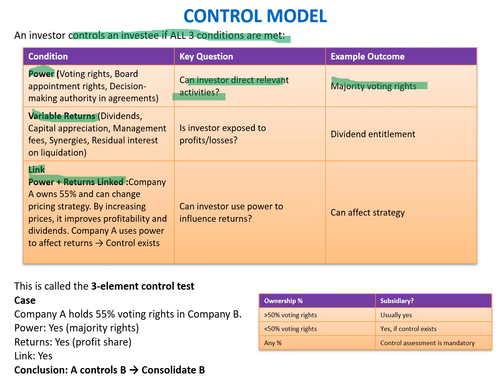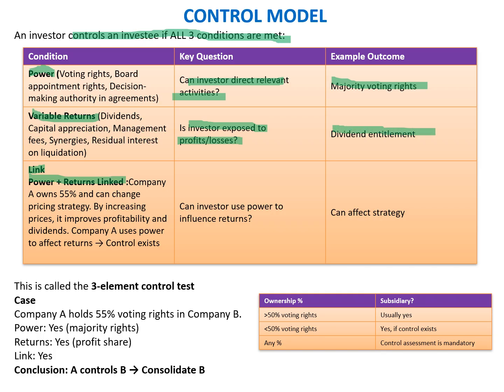Now, when we talk about variable return, the investor should have dividends and capital appreciation, management fees, synergies and so on, and the residual interest on liquidation. If that is there with the investor, then it has the right to variable returns. So, is the investor exposed to profits and losses? If the answer is yes, then definitely it has the right to variable return. Dividend entitlement is an example of an outcome.